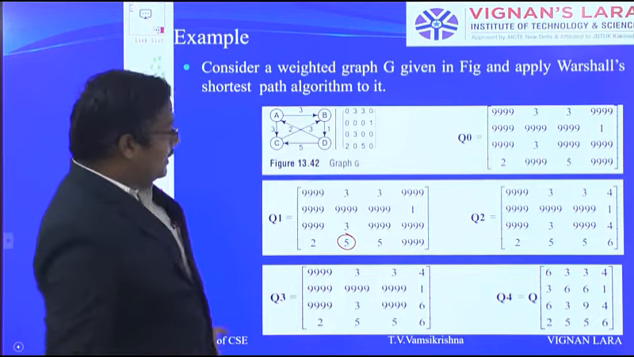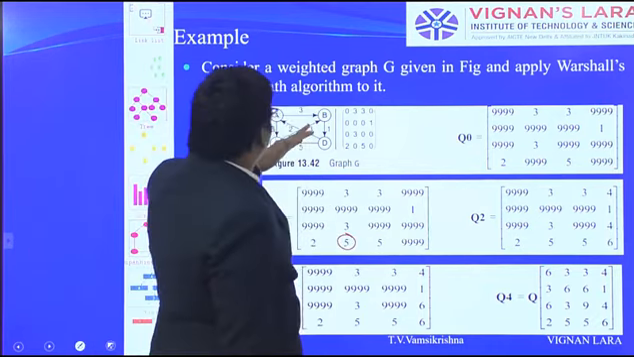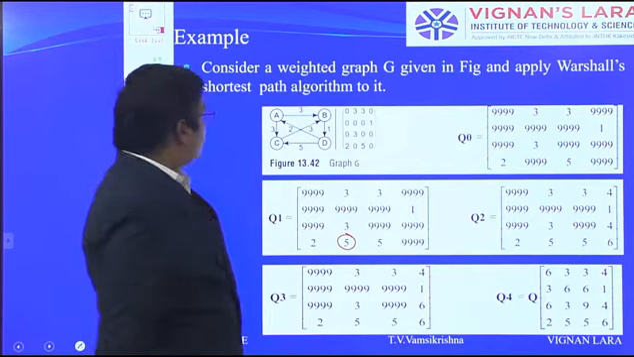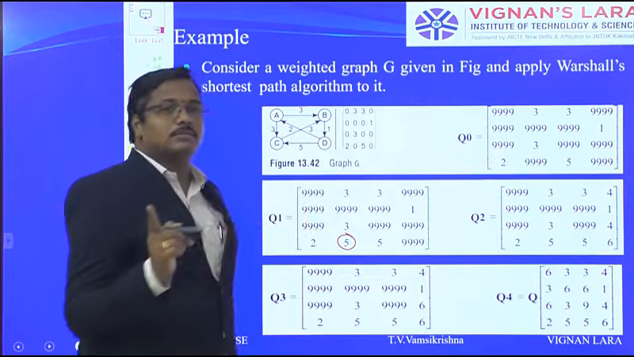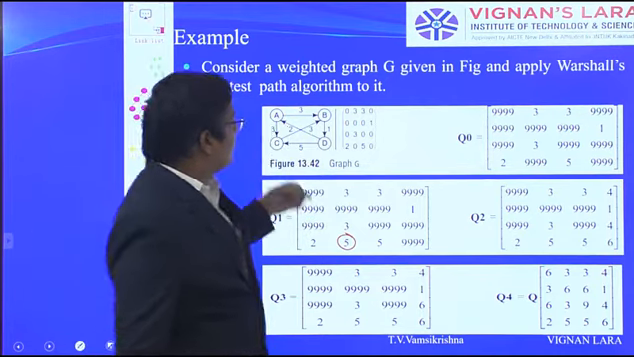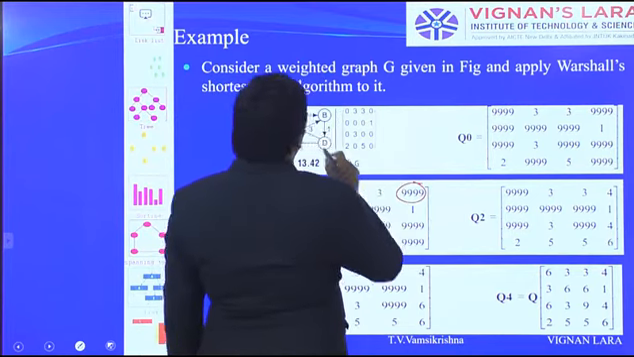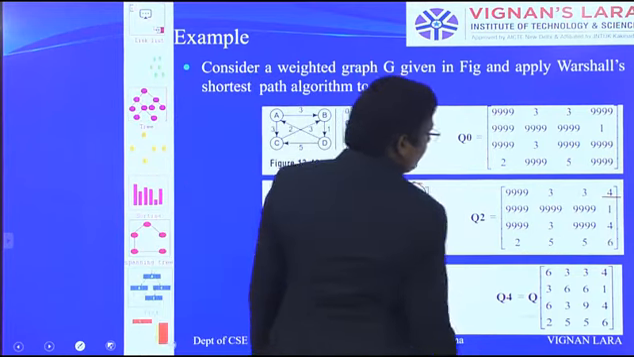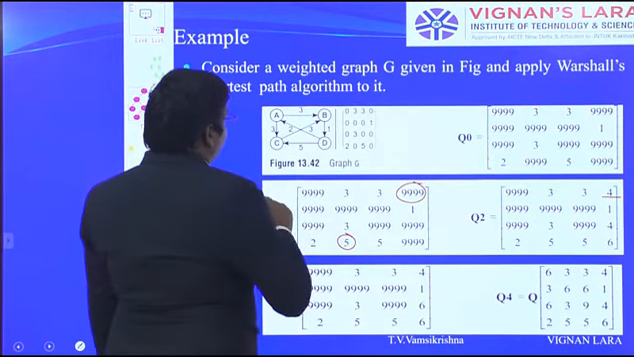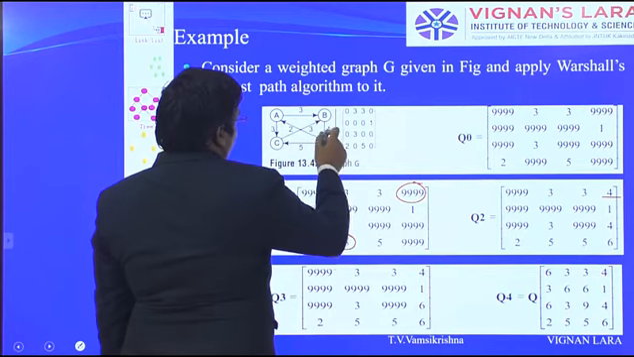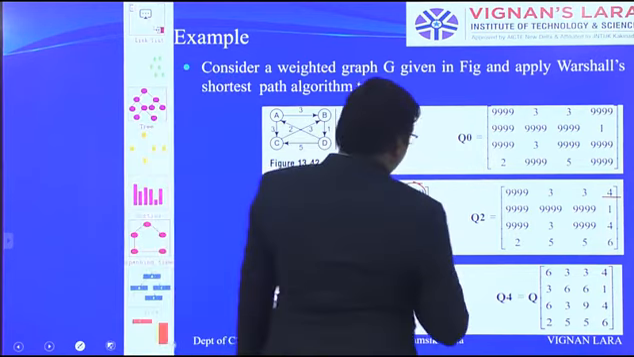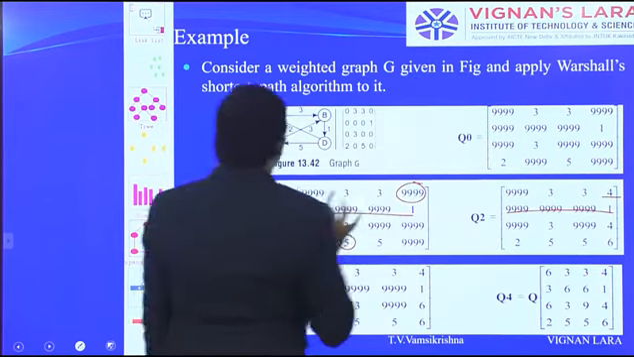In case of Q2, we are adding B as a via vertex. So B to D is the only edge. Right now A to B, B to D is an edge, so that is updated: 3 plus 1, 4 is updated. Next, in case of B, B to A there is no edge, so this one is not updated, no doubt.